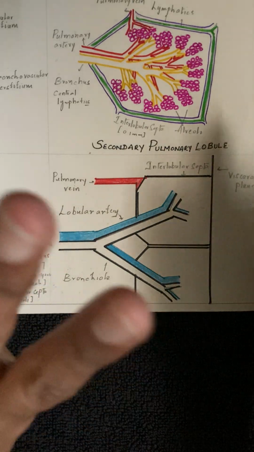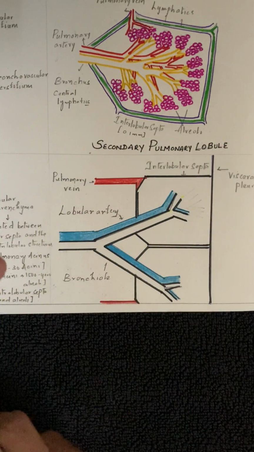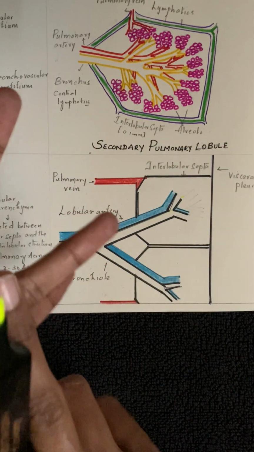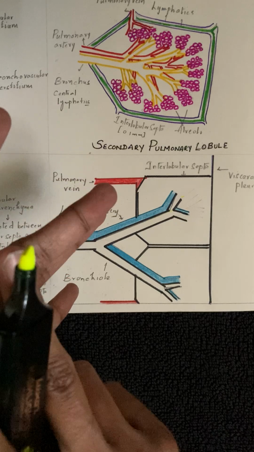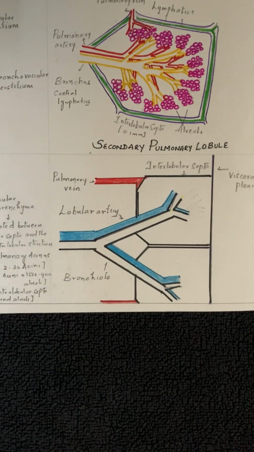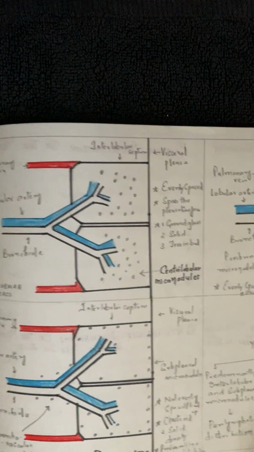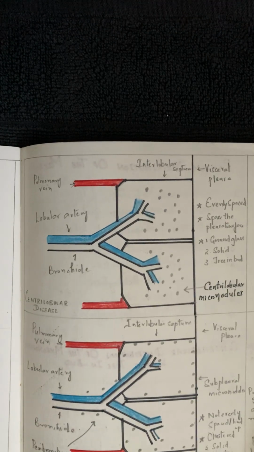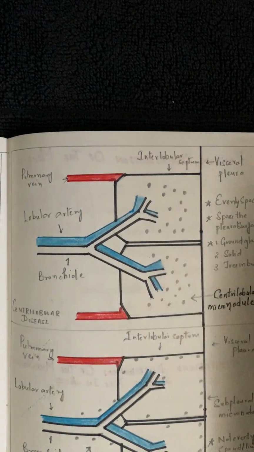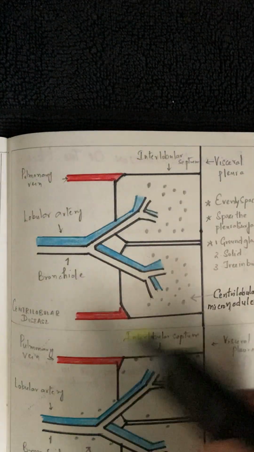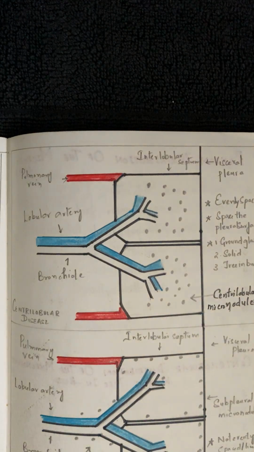There are three micronodular patterns. One is centrilobular, another is perilymphatic and another is random. We'll discuss everything. So coming to centrilobular micronodules. So what is a micronodule?